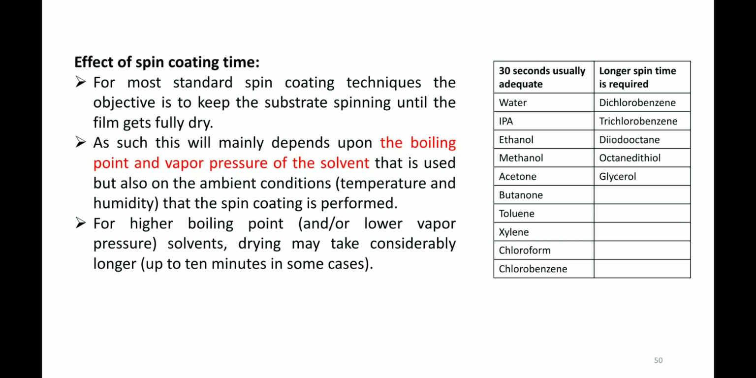Some of the solvent parameters are shown here. If you generally take water, IPA, ethanol, methanol, these kinds of solvents, then 30 seconds is usually enough, after which the solvent gets evaporated. But if you take dichlorobenzene, trichlorobenzene, and glycerol as precursor solvents, then you have to wait for a longer spin time. Here it is 30 seconds, but there you may need 2 minutes, 3 minutes, 4 minutes, 5 minutes, depending upon the boiling point and vapor pressure of the solvent. For a higher boiling point and/or lower vapor pressure, solvent drying may take considerably longer. As I said, maximum you have to wait for 10 minutes.